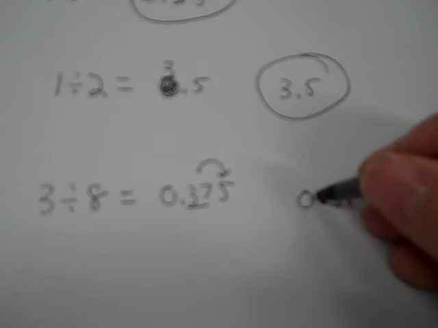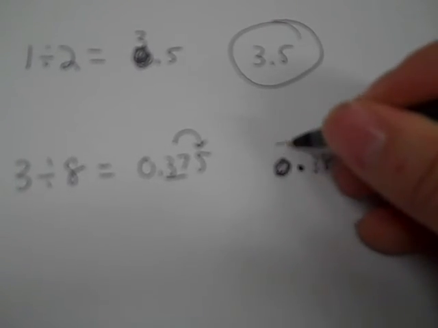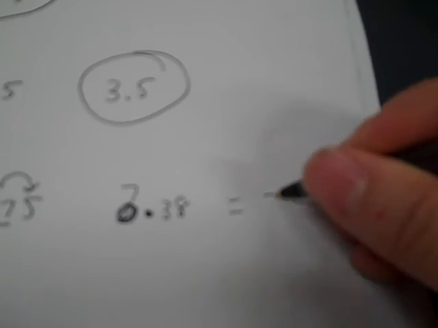Now this 7 we had in front, we need to replace the 0 with 7. That just means instead of having a 0, we have 7. So just erase that and put 7, and the answer is 7.38. Okay.